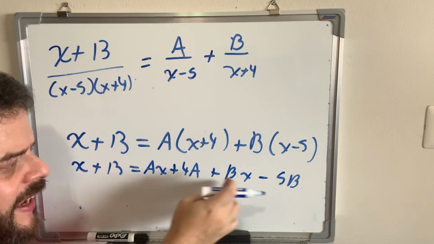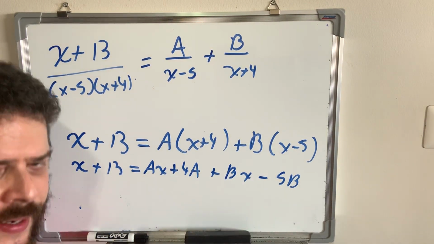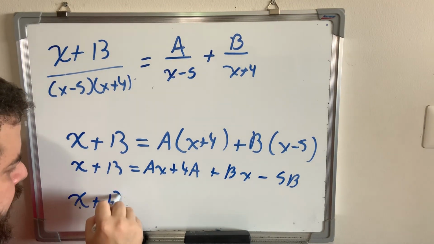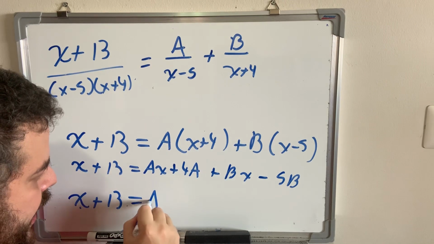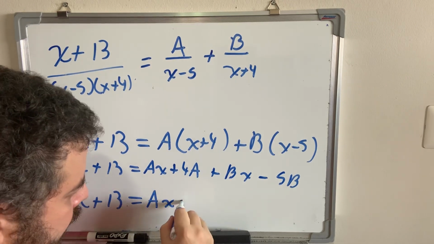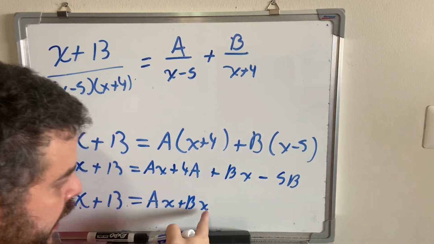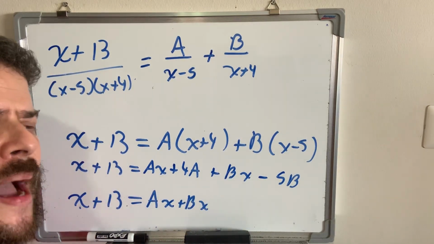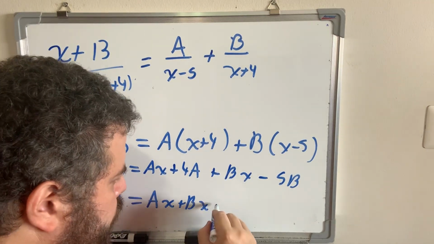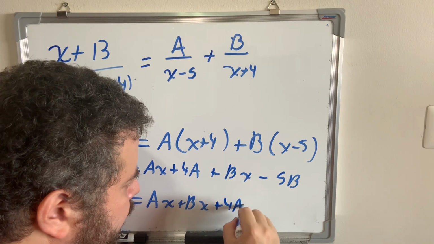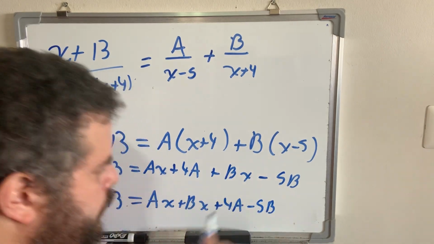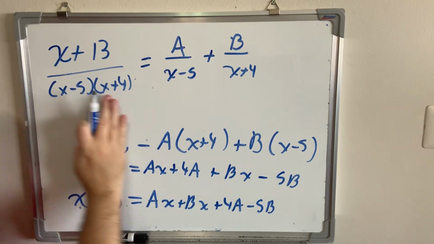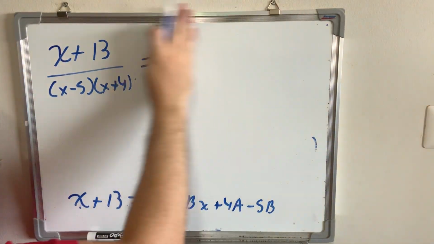So here I have x's and no x's, or constants. So let's first of all put everything that has an x together. I have ax and I have bx together. They both have x's. And now I'm going to have my non-x values: 4a minus 5b.